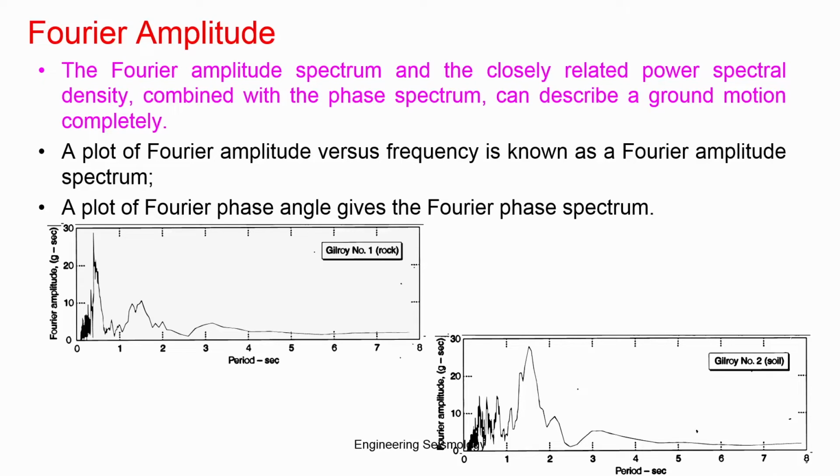The Fourier amplitude spectrum, closely related to the power spectral density, combined with the phase spectrum, can describe the ground motion completely. The plot of Fourier amplitude versus frequency is known as the Fourier amplitude spectrum, and the plot of Fourier phase angle gives the Fourier phase spectrum. So, the plot of the Fourier phase angle and Fourier amplitude with respect to the frequency will give you the Fourier amplitude spectrum and Fourier phase spectrum definitions.